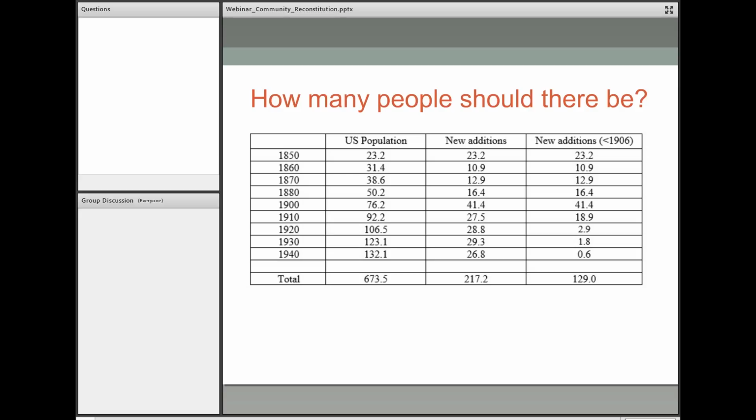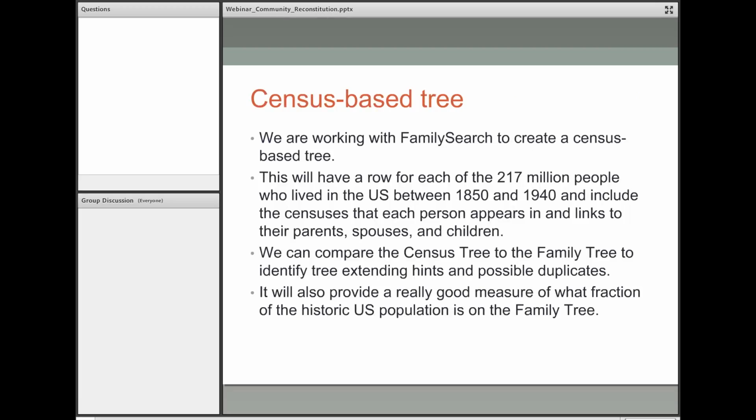So one thing we're doing with Family Search right now is creating a census-based tree. Many of you are probably familiar with working with a family tree where you connect together your relatives and your ancestors and their descendants. A record-based tree connects together people in records. So what I would do is I would find your grandpa in the 1940 census, and then I would find maybe his parents in the 1920 census, and we could basically connect families and people together across censuses. And then the nice thing is that a record-based tree can interact with the family tree in ways that will help you know what fraction of that underlying population is already on the tree.